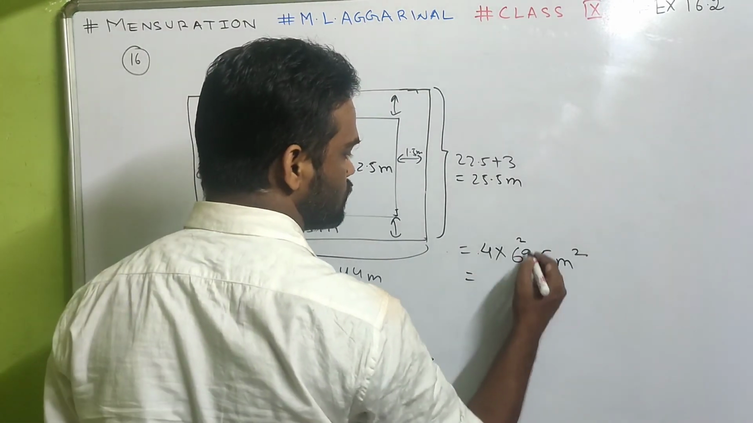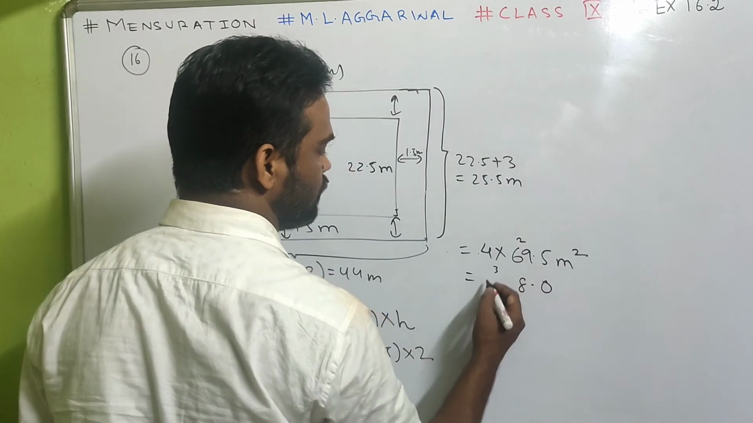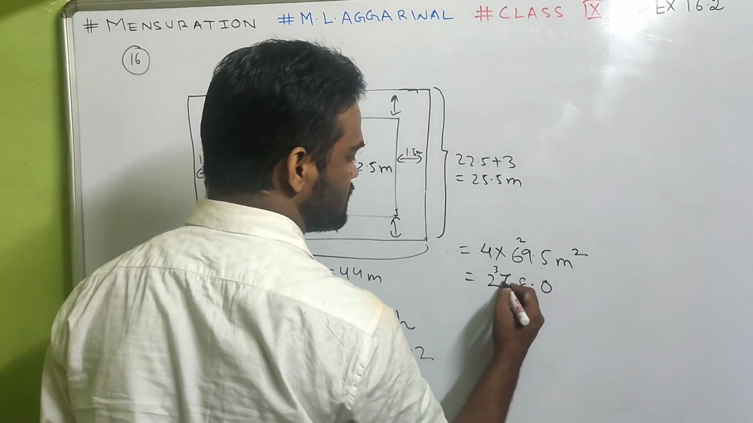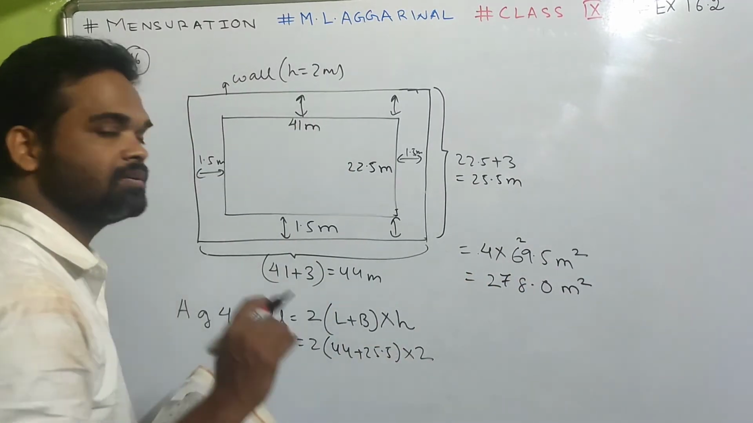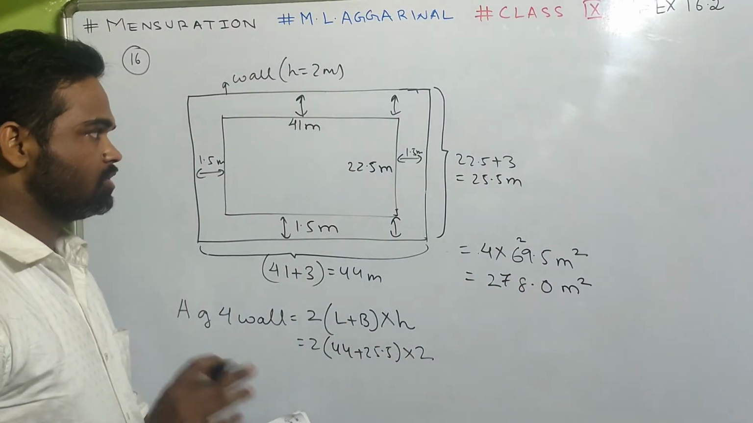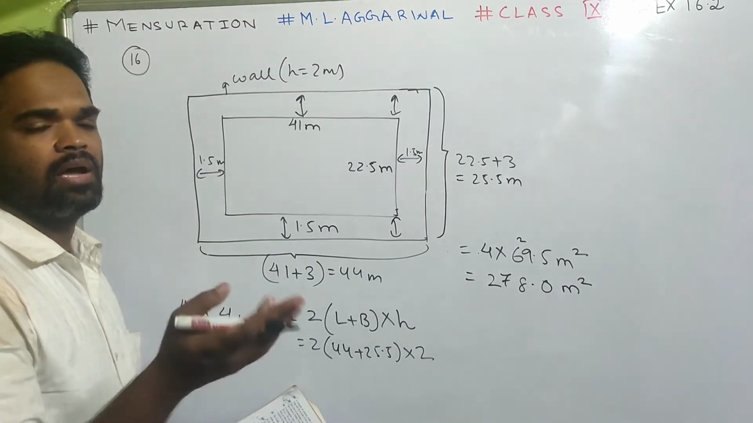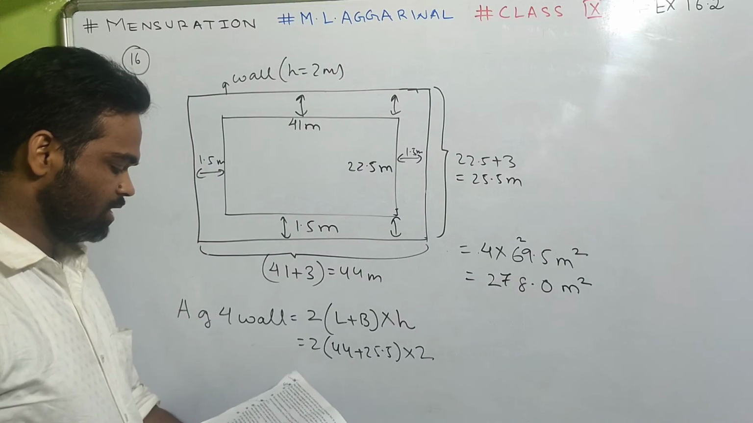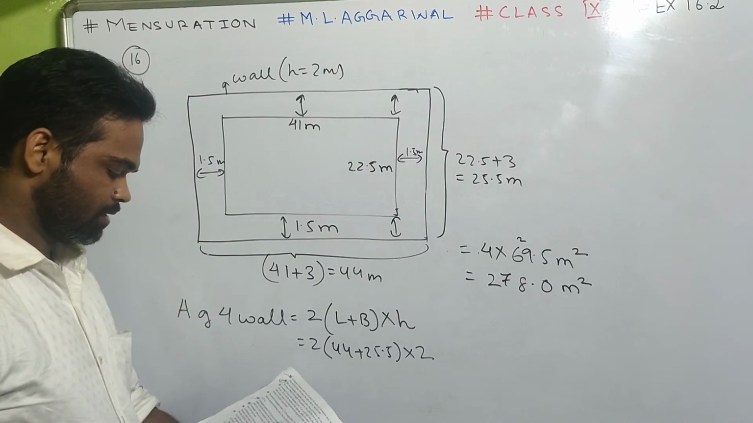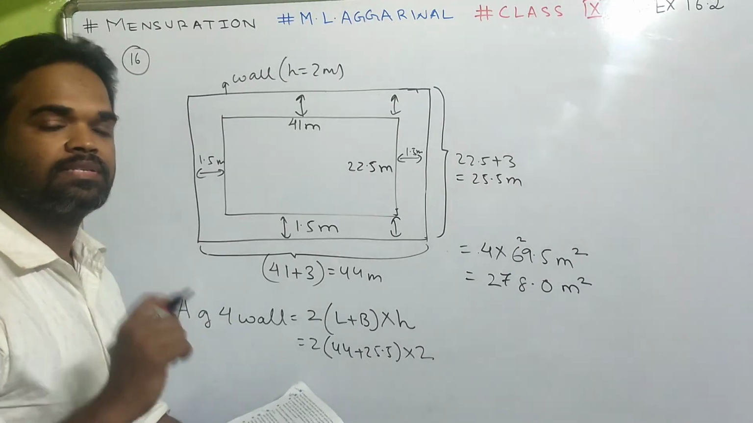So this is 4 5s are 20. 4 9 times 36, 38, 24, 25, 26, 27, which is 278 meter square. Just find the length and breadth of the outer rectangle if you can see, and then find the area of 4 walls, twice (L plus B) into H. Done.